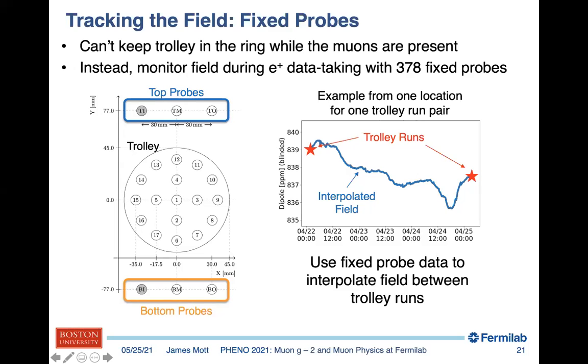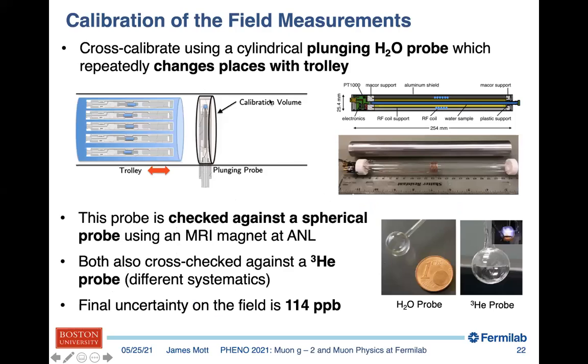Now, what we actually really want, instead of the precession frequency in terms of petroleum jelly, is in water. So we have to transfer our calibration across, and we do that with this plunging probe. It's a cylinder of water, basically. We put that inside where the trolley normally lives, measure the field, take it out, and keep swapping places. So we put the trolley there and measure the field. And we swap back and forth many times and basically transfer the frequency calibration from these probes to this probe.